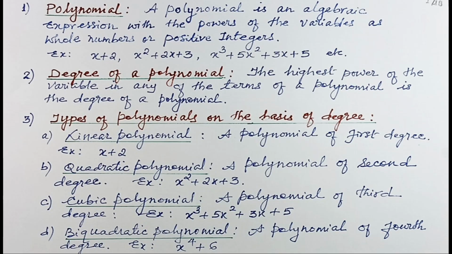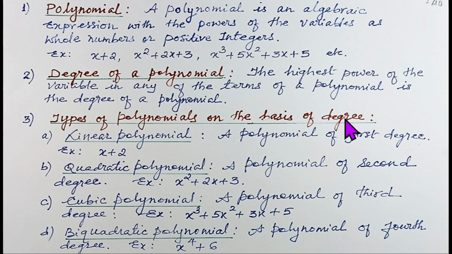Now, the types of polynomials. Types of polynomials can be classified on the basis of number of terms and on the basis of degree. On the basis of number of terms, we have a monomial, binomial, trinomial, and so on, multinomial, etc. In a monomial there is only one term, only one algebraic term makes a monomial. If there are two terms, then it is a binomial. This is a trinomial. This is a tetranomial, and so on. That is on the basis of number of terms.